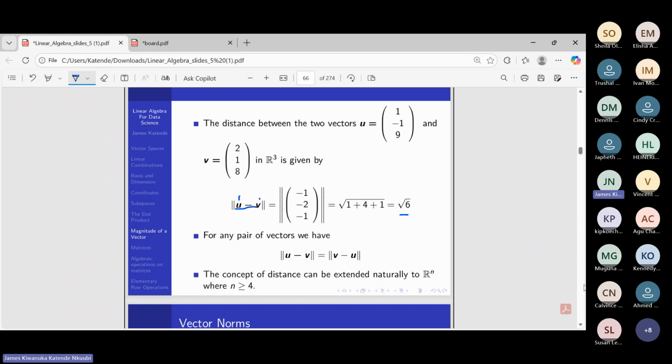So this is symmetric. The order in which you do the subtraction is not important, because the distance, if you move from u to v or from v to u, it's the same distance.